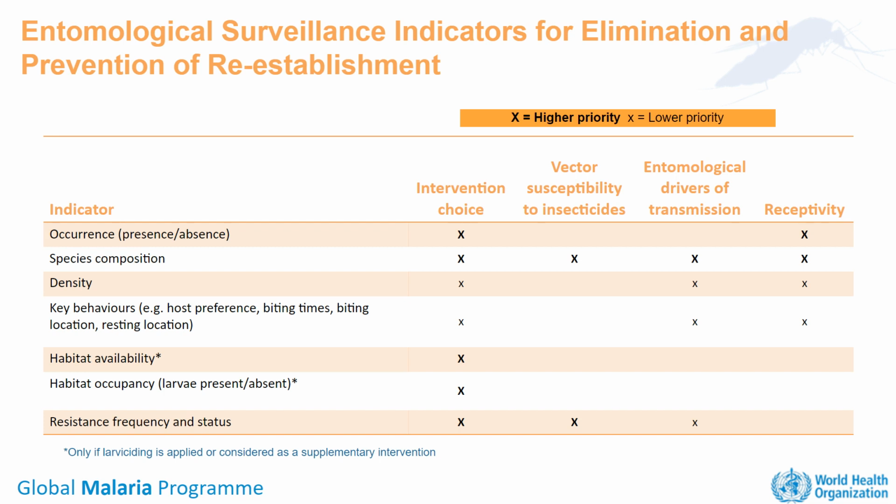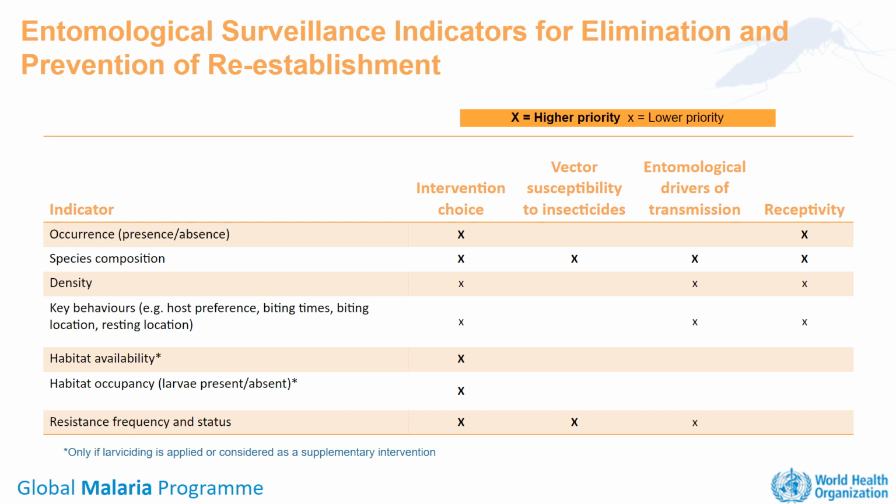Species composition might also be important for determining the entomological drivers of transmission during outbreaks or focus investigations. Introduction of new species or relative increases in the abundance of a particular species could be a reason for increasing transmission. Species composition is also important for estimating receptivity because certain species are known to be more efficient malaria vectors than others. Measurement of mosquito density is not a priority indicator.